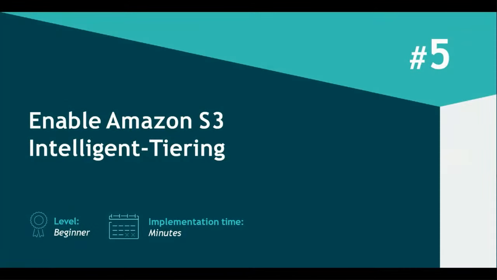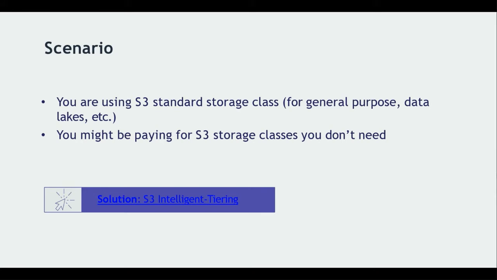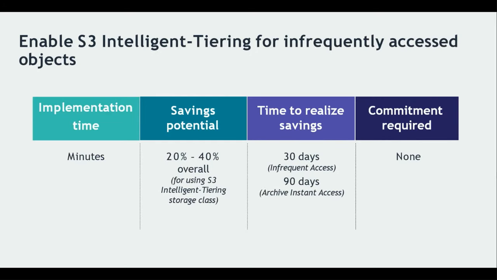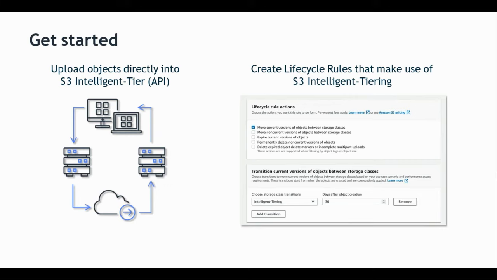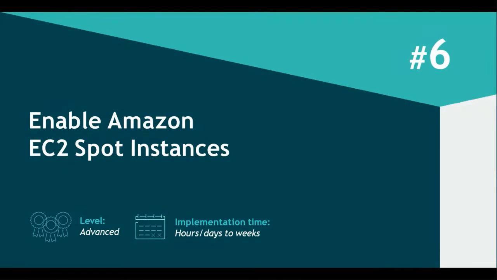Let's move on to see the fifth approach: enable Amazon S3 Intelligent-Tiering. You are using the S3 Standard storage class for general-purpose data lakes, and you might be paying for a storage class you don't need. You just need to understand whether Standard storage is required, or whether you can go with Intelligent-Tiering. Through this, you can save up to 40%. It will take only 30 to 90 days to understand, right? These are the hands-on steps you need to follow to create a lifecycle rule that makes use of S3 Intelligent-Tiering.